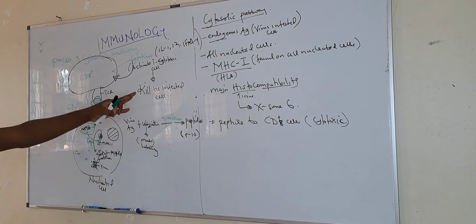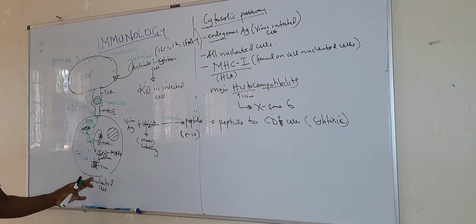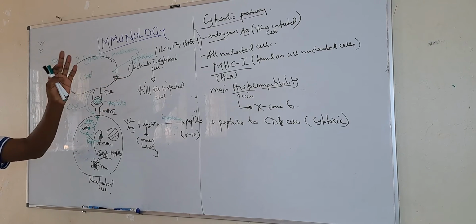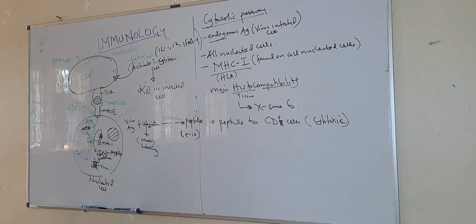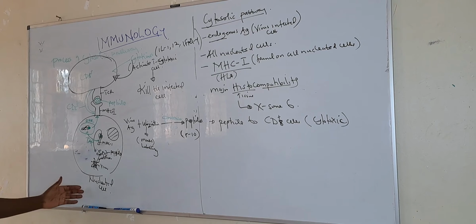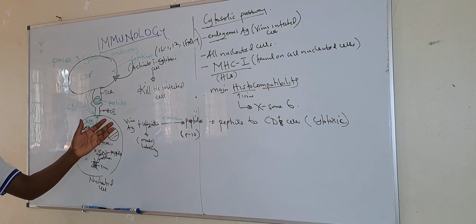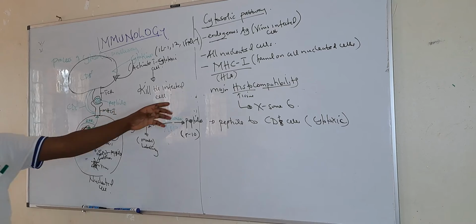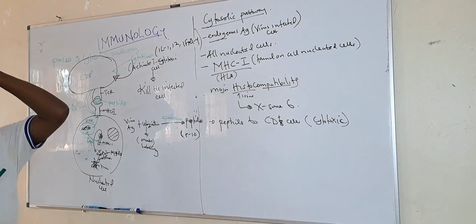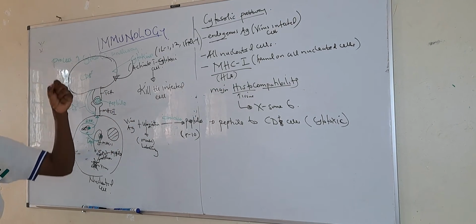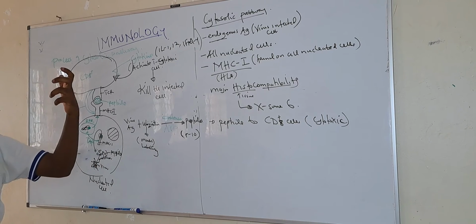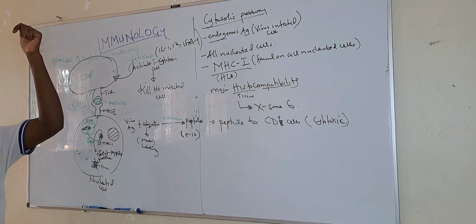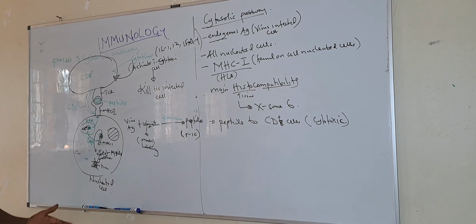So the major points to get, after knowing this process, is that it occurs only in antigens which are found within the cell, not extracellular. And that it occurs on all nucleated cells. The key player is major histocompatibility complex type 1, which presents the peptide portion of the pathogen on the surface to the CD8 so that it can easily kill it.